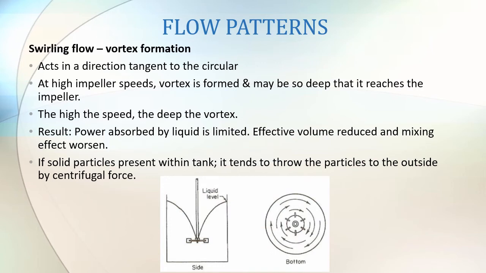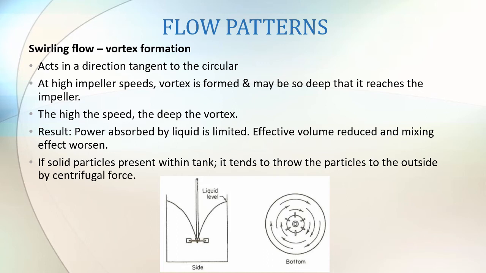Next, we're going to be looking at swirling flow or vortex formation. This is also what we call tangential flow. It acts in a direction tangent to the circular. You can see here, this is what we mean by direction tangent to the circular. At high impeller speed, a vortex is formed and may be so deep that it reaches the impeller.